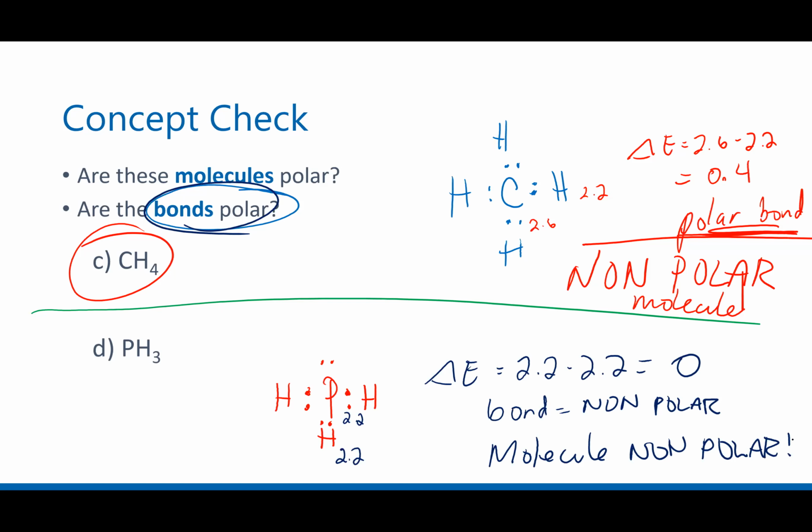Now, if this was something like NH3 or any other chemical really, it probably would be polar because this does satisfy rule number 2. There are lone pairs on the central atom. But if the bonds are not polar, the molecule cannot be polar. So because our bonds are nonpolar, the molecule is nonpolar. Pretty cool. Well, kind of cool.